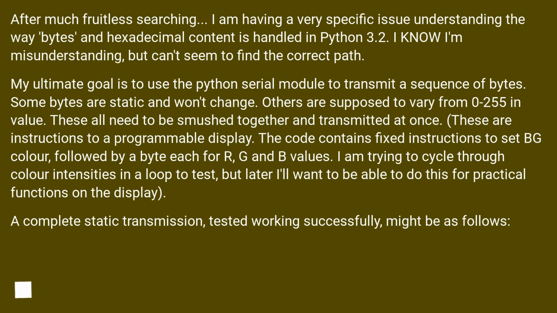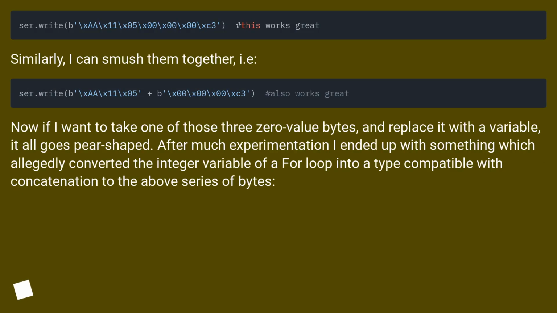I am trying to cycle through color intensities in a loop to test, but later I'll want to be able to do this for practical functions on the display. A complete static transmission, tested working successfully, might be as follows. Similarly, I can smush them together, i.e.